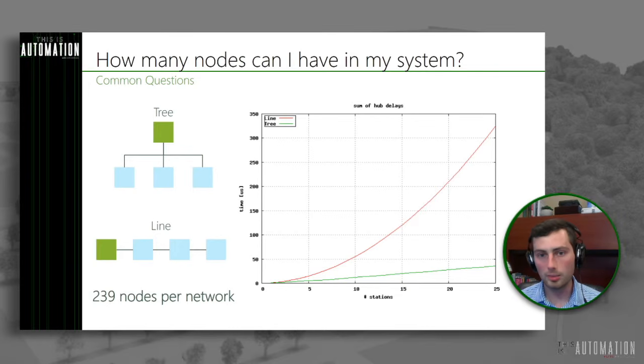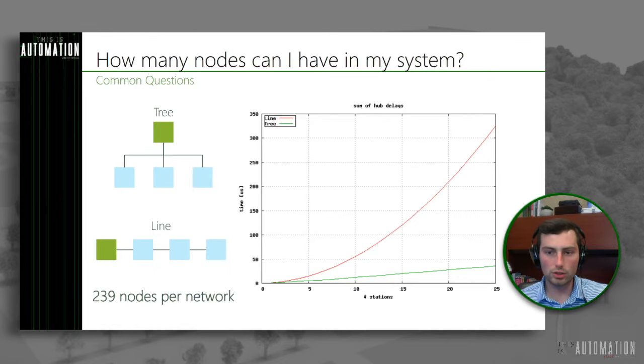And that time is the sum of hub delays. So we mentioned every time you go through a hub, so anytime you're daisy chaining, you're going through a hub. Every time you do that, you're introducing some delays. We talked about that earlier, on the order of microseconds. Now, when you go through a line topology, those delays get multiplied, as opposed to a tree topology, where those delays are spread out linearly instead.